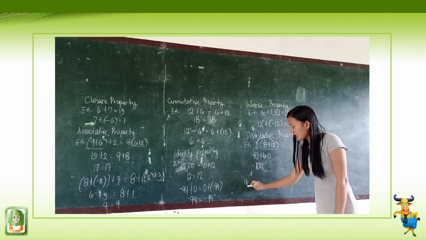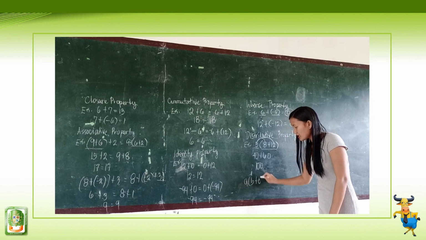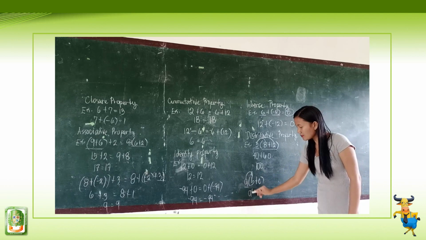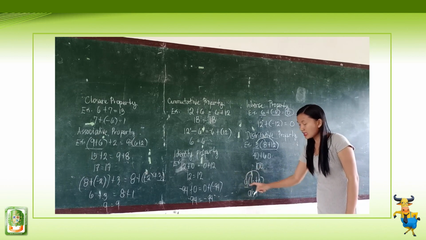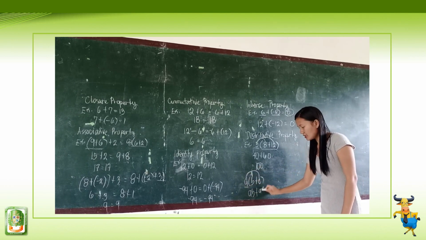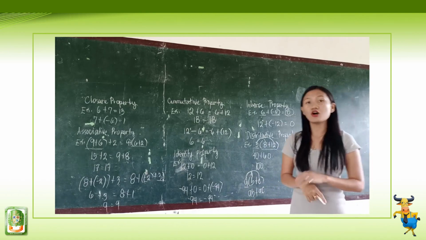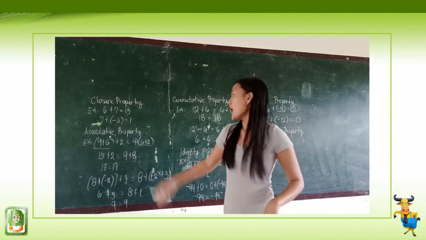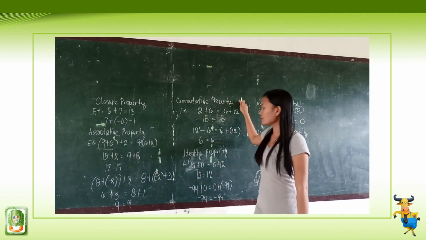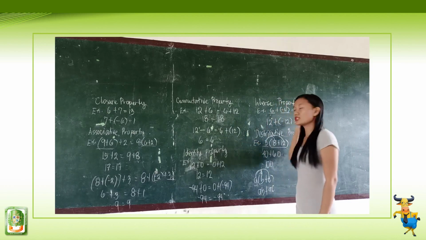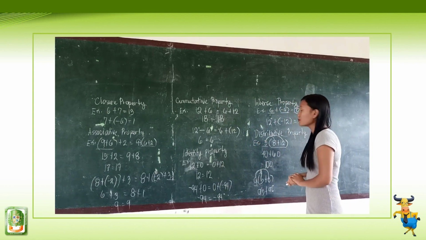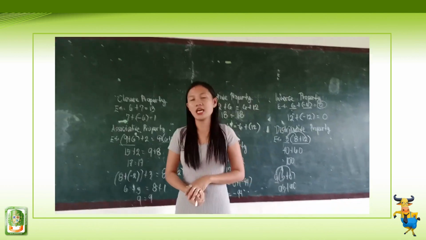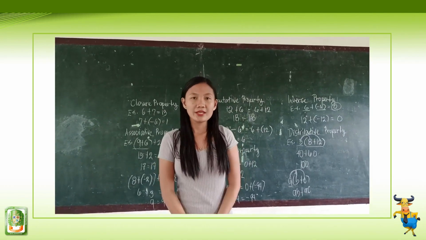Next example is A times the quantity B plus C. So, distribute: A times B is AB. Next, plus A times C is AC. So, those are the properties of addition and subtraction. We have closure property, associative property, commutative property, identity property, inverse property, and distributive property. So those are the properties of addition and subtraction. So thank you.